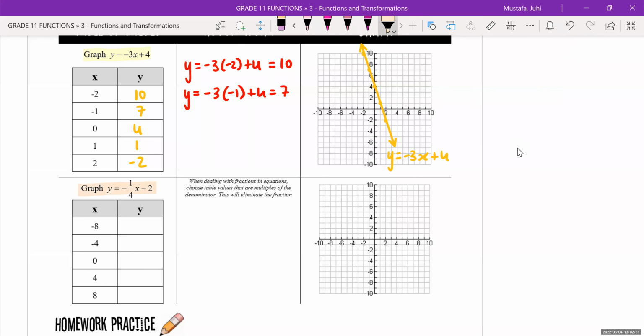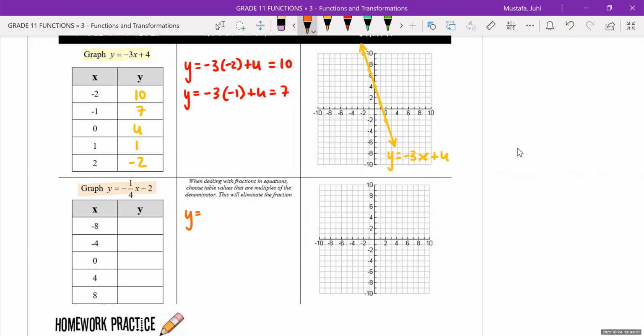We are graphing y = -1/4x - 2. Do you guys see how the denominator is a 4? So when you're choosing your x values, choose multiples of 4. So 4, 8, 12, 16, 20, etc. And when you do that, what you'll notice is the fraction will disappear and you'll end up with a really nice whole number. So let's do a couple of those in our rough work area.